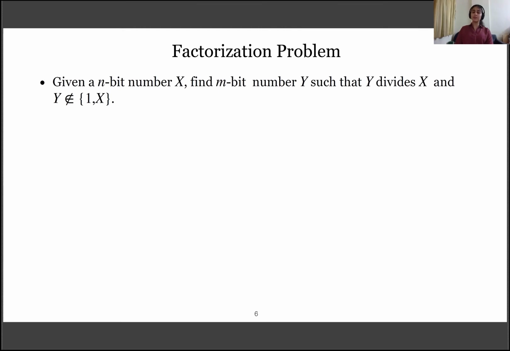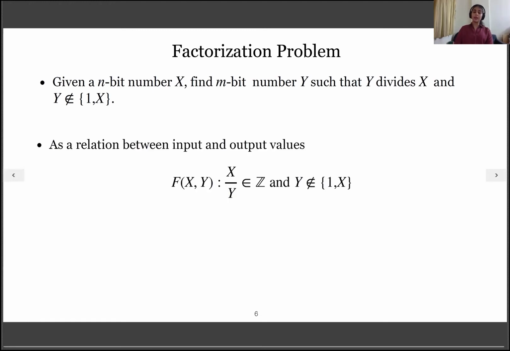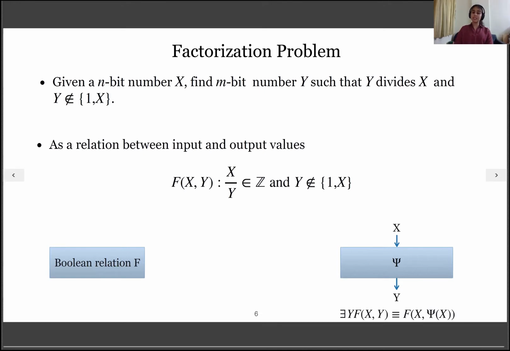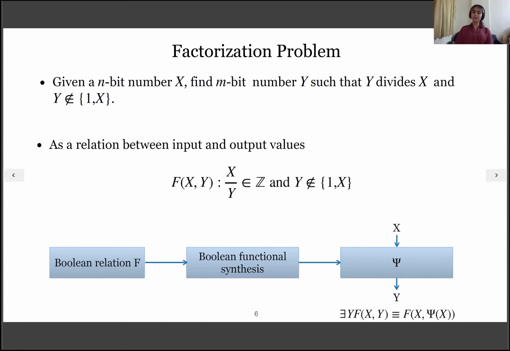For that, first we have to write this factorization problem as a relation between input and output. Here we have y divides x such that y cannot be 1 or x, as it is a non-trivial factor. Here, z represents a set of integers. So now we have a Boolean relation f, and we want to compute a function psi that takes x as an input and gives us y such that if we replace y by psi of x in the relation f, it still holds true. And we can do it by Boolean function synthesis. That's how we can solve the problem of factorization via Boolean function synthesis.